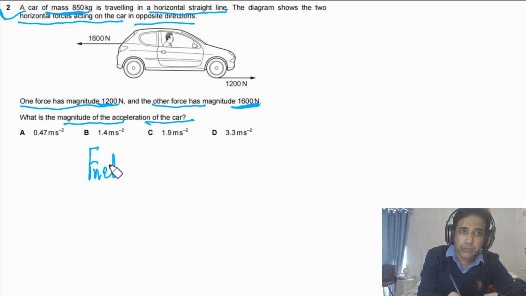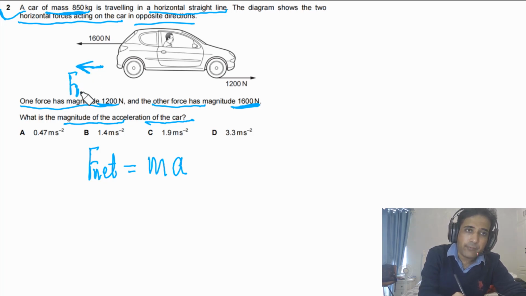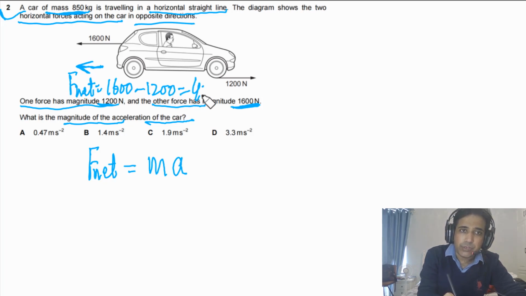So simply you need to understand that F net is equal to ma. In this case F net is in this direction because this force is greater. So F net will be equal to 1600 minus 1200. This is equal to 400 newtons, and this force is to the left. So F net is equal to 400 and mass is 850 kg.